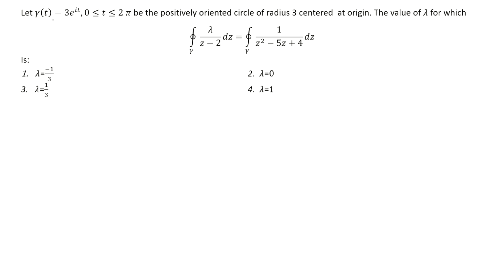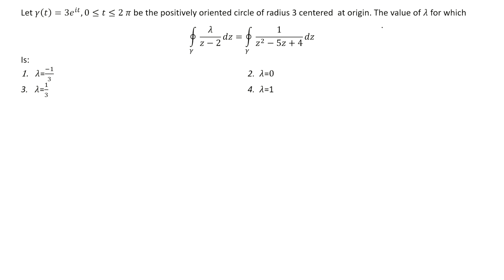Let gamma of t is equal to 3 e raised to it, 0 less than or equal to t less than or equal to 2 pi, be the positively oriented circle of radius 3 centered at origin. So gamma of t is representing a positively oriented circle whose radius is 3 and it is centered at origin.